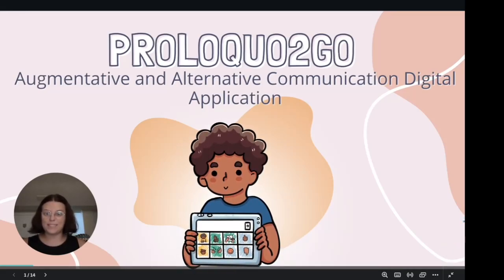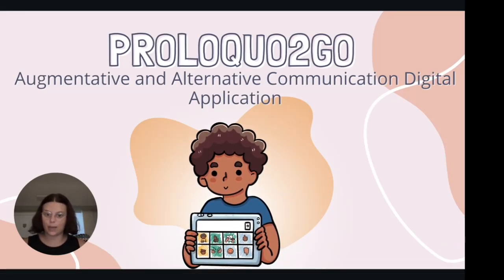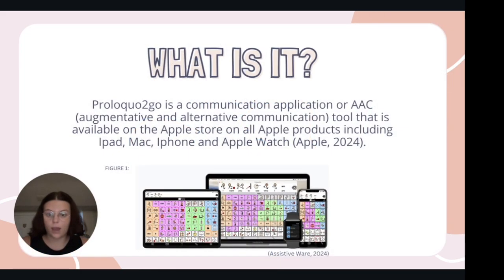Proloquo2Go, an augmentative and alternative communication digital application. Now, what is Proloquo2Go? Proloquo2Go is a communication application, or AAC tool, that is available on the Apple Store on all Apple products, including iPad, Mac, iPhone, and Apple Watch.